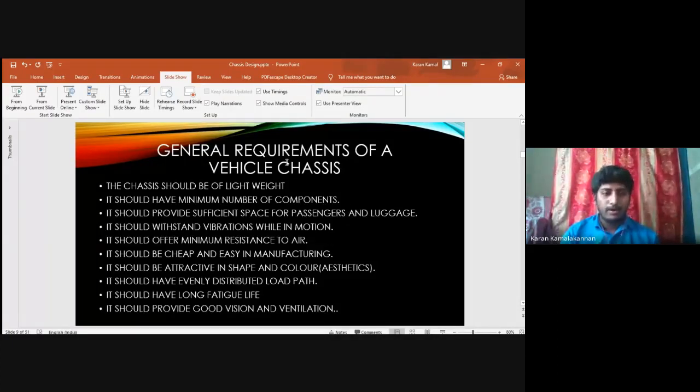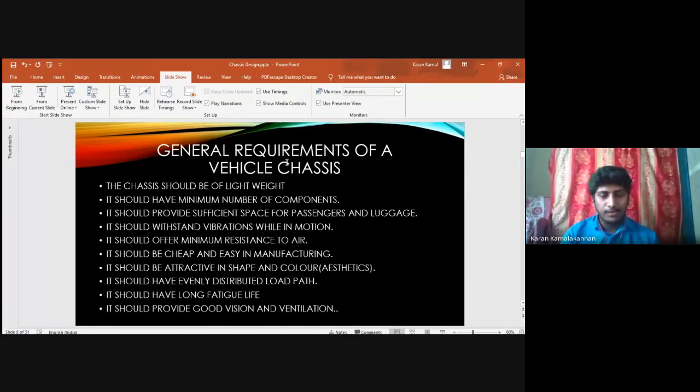Next point is that we should have a minimum number of components. Yes, unnecessarily we should not load the vehicle, and it should provide sufficient space for the passengers and luggage. It should withstand vibrations while in motion, and it should offer minimum resistance to air. That is what aerodynamic profiling is about. And it should be cheap and easy to manufacture. It should not have a higher manufacturing cost, and it should be attractive in shape and color. Yes, the design plays a very important role in styling. It is very important to have an attractive shape and color for a pleasing look.